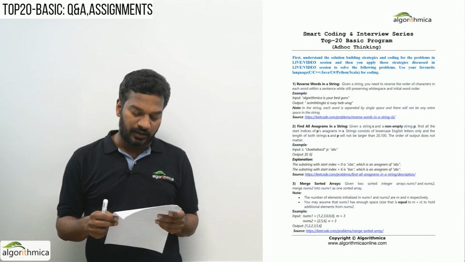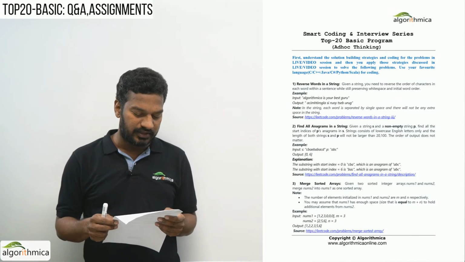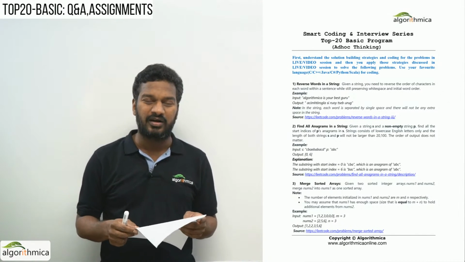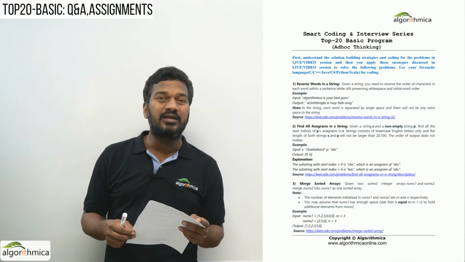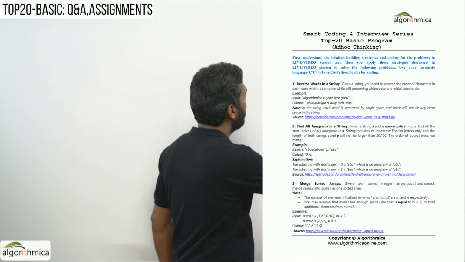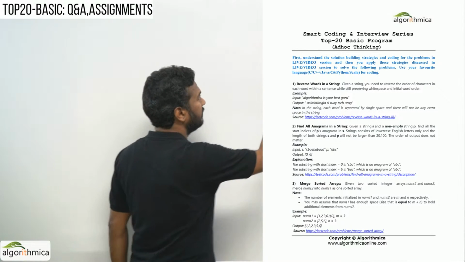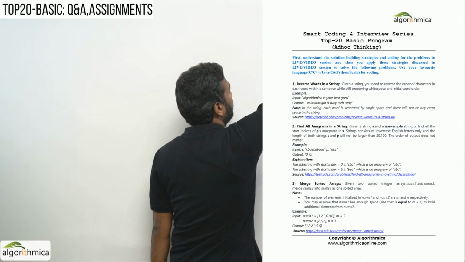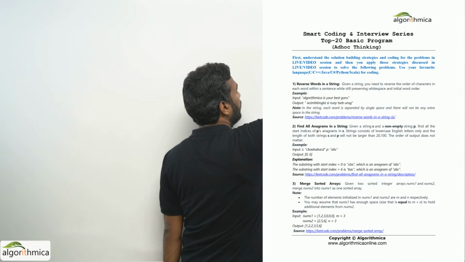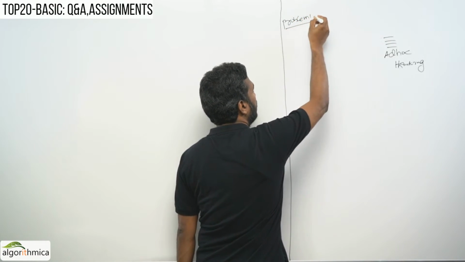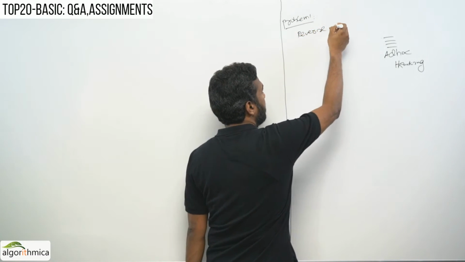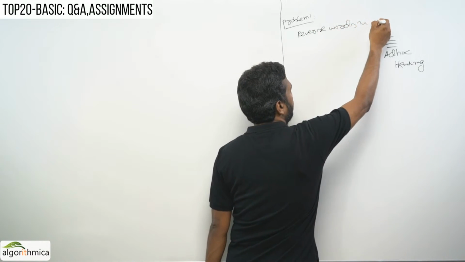Given a string, you need to reverse the order of characters in each word within a sentence while still preserving white space and initial word order. Very simple and straightforward problem. Let me write problem 1 here. I divide this into sections. The problem 1 here is reverse words in a string.